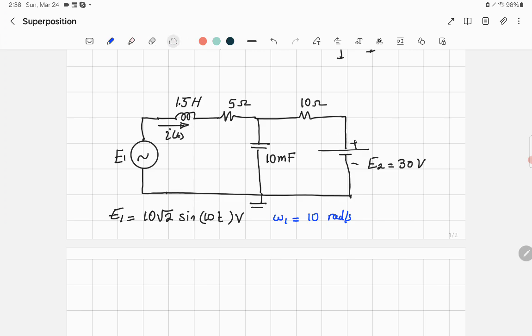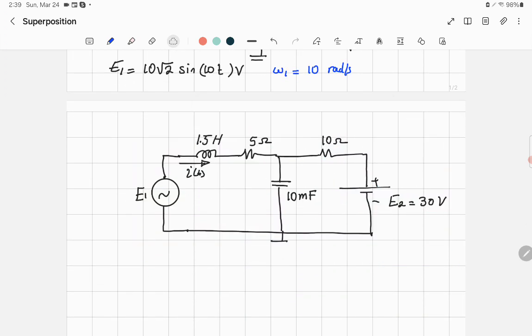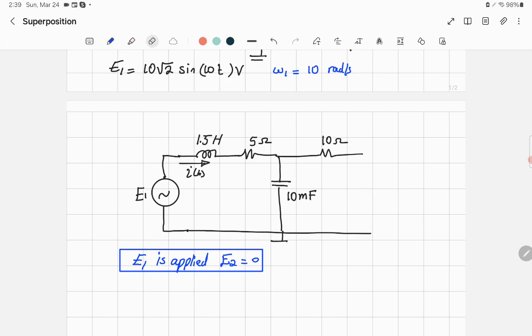So I'm just going to make a copy of the circuit, and I'm going to show you the change. So make a copy here, and I'm going to apply E1 only. So I'll say E1 is applied, while E2 will be equal to 0. That's the first thing we're going to do. Well, when you do that, I will remove the voltage source and make a short circuit. Okay. And I will start to solve this circuit due to E1.